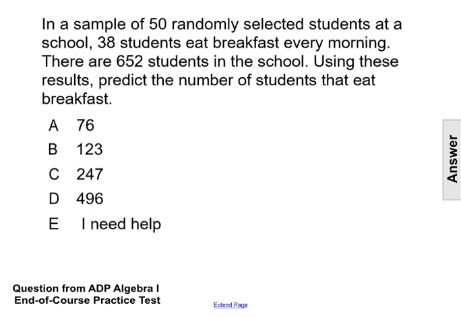In a sample of 50 randomly selected students at a school, 38 students eat breakfast every morning. There are 652 students in the school. Using these results, predict the number of students that eat breakfast.